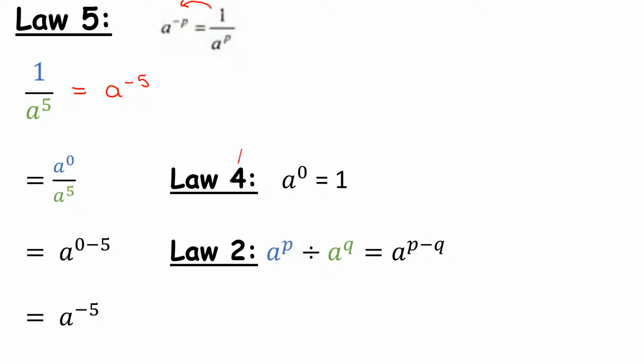One way to look at this is to think of it as going from underneath the line to above the line, and that makes the power change sign. A lot of people think of this as the power becoming negative. Just be careful with that, because we could have a negative power under the line that becomes positive as we bring it up, and so on.